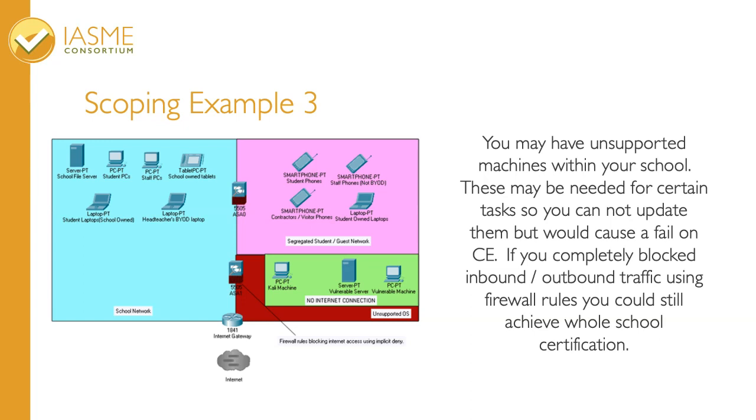There are other ways of achieving this. You could completely take these machines off the network. If you were doing this, you could wire them in, and then you could use removable media as a way to update them. And then you wouldn't even need to count them when you're considering your scoping, because they're not even plugged in to the internet. But in this scenario, they are on the network. You've just segregated them away. But the main thing to take away from this is it is possible to still get a whole school certification if you block the internet off using a firewall.